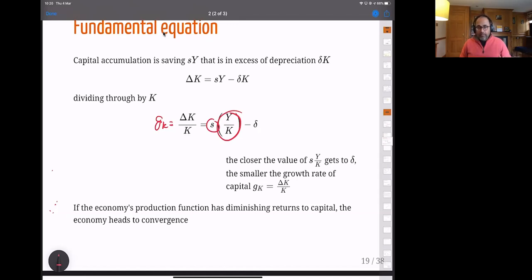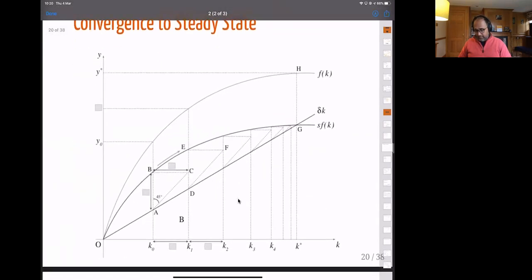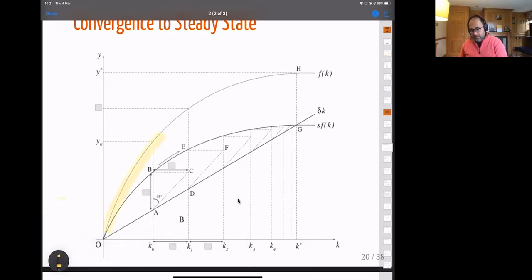Now we can look at this in a very clear diagrammatic form, and hopefully that'll become much clearer when we look at it in a diagram. So here's the diagram. It looks like a bit of a complicated diagram, but it's not. This here, the yellow highlighted line, was the original production function.